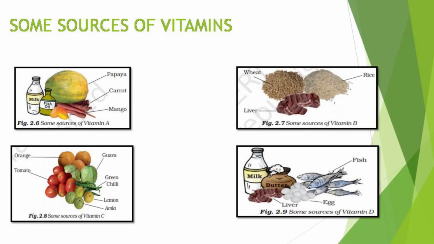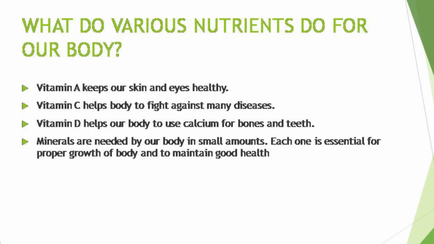Look at the slide. Some sources of vitamins are shown on this slide. The sources of vitamin A are papaya, carrot, mango, milk, etc. The sources of vitamin B are rice, wheat, liver. The sources of vitamin C are guava, green chili, lemon, amla and all citrus fruits. The sources of vitamin D are milk, liver, egg, fish, etc.